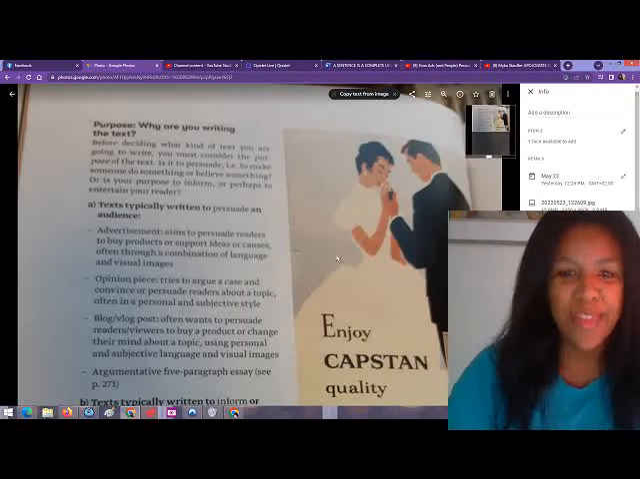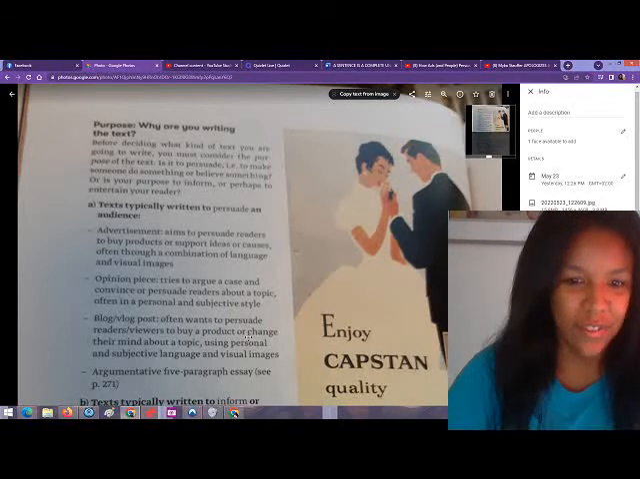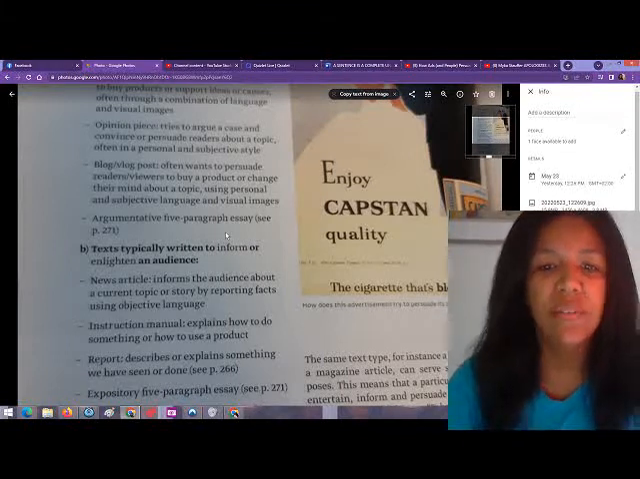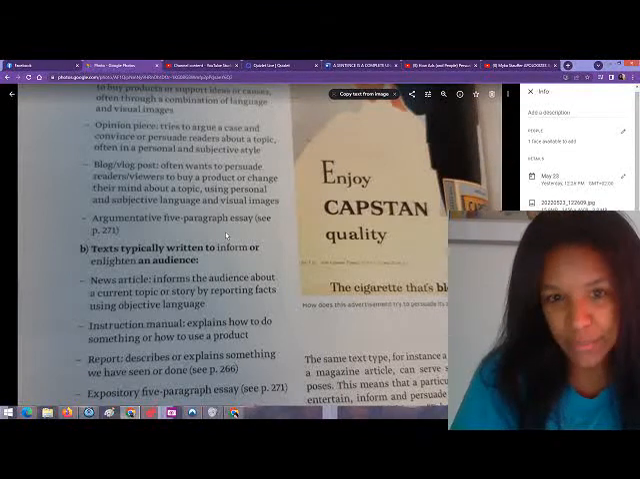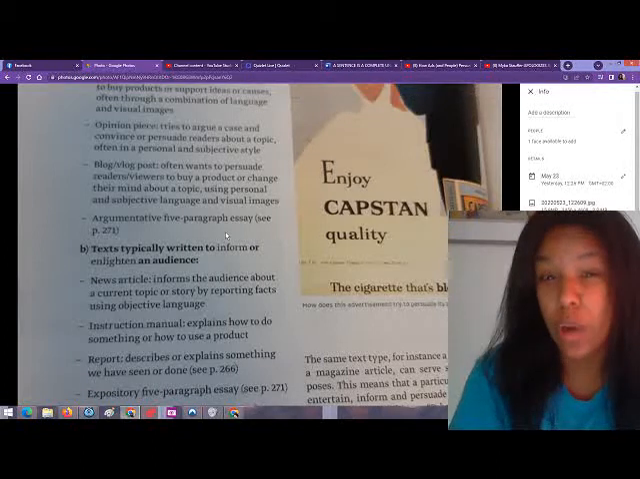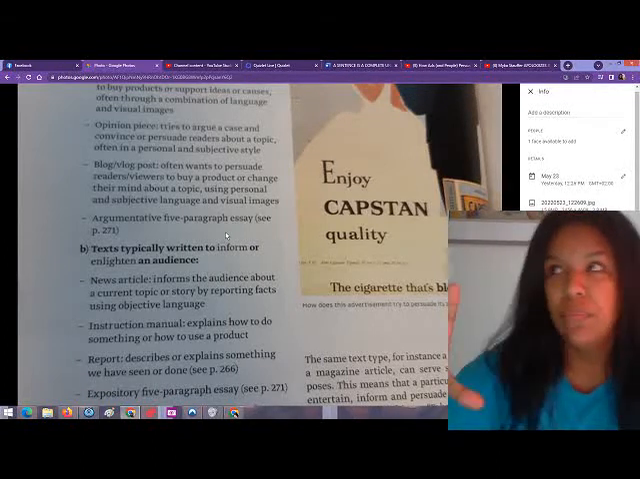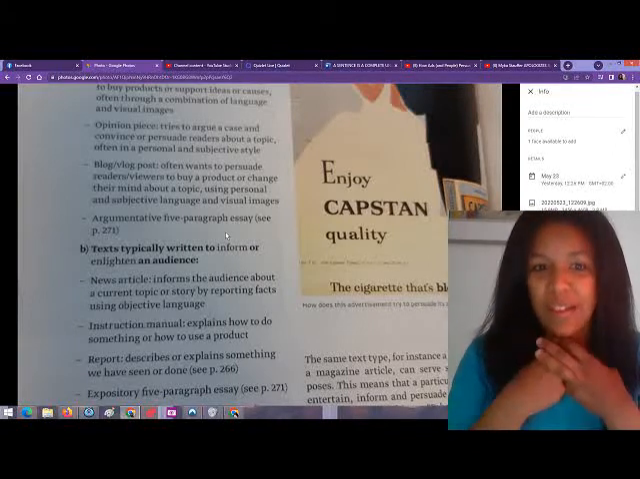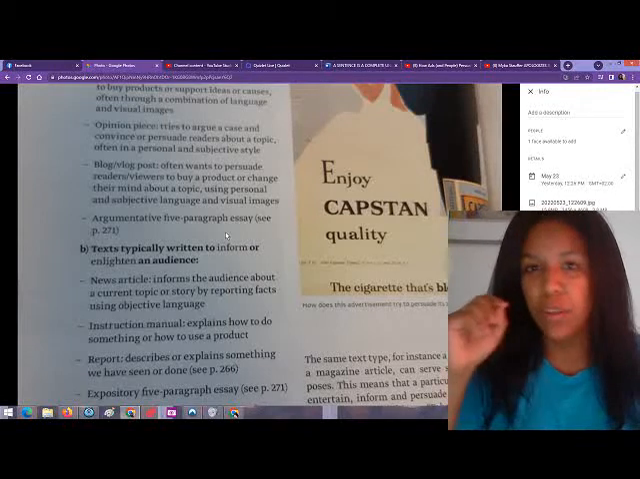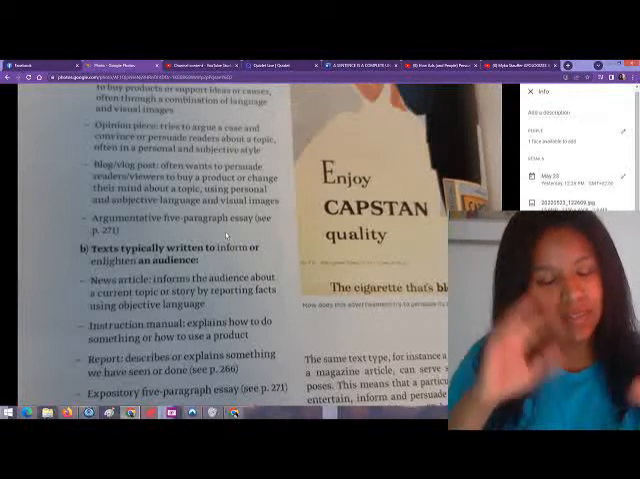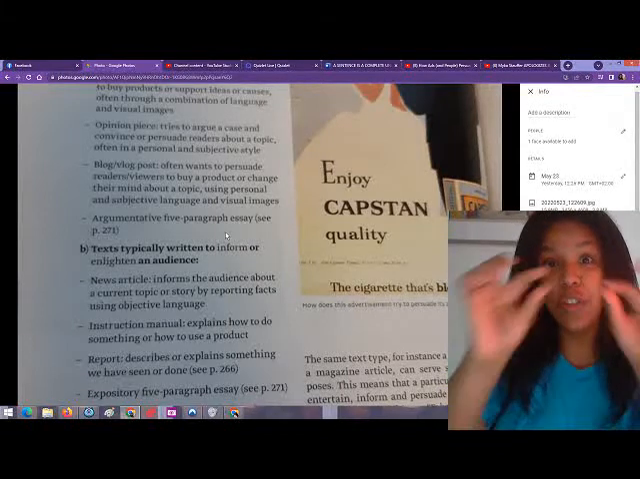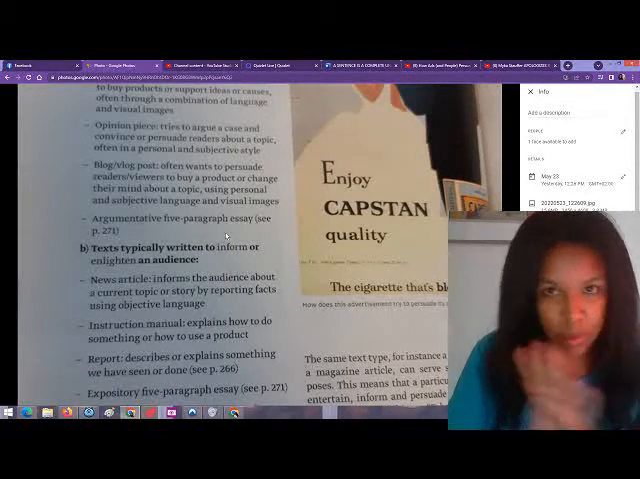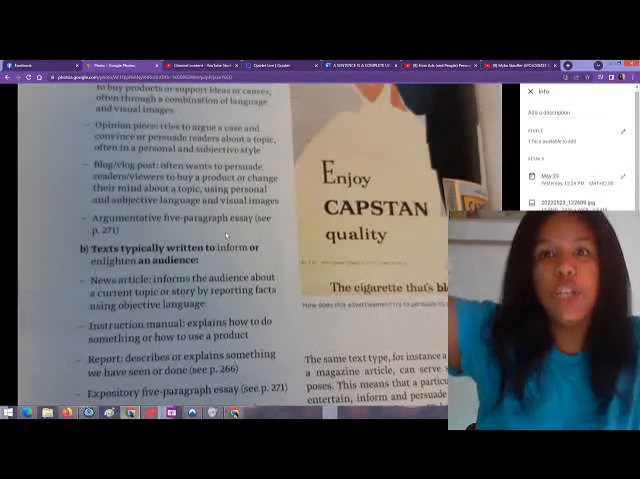Now, here's the part that interests us, all of us in this class. Argumentative 5-paragraph essays. See page 271 for a detailed description of what that is. But we have been talking about this a lot. I have told you each paragraph has to be 10 to 12 sentences long. I want you to have a topic sentence, not a title. Each paragraph doesn't have a title. Your essay has one title.